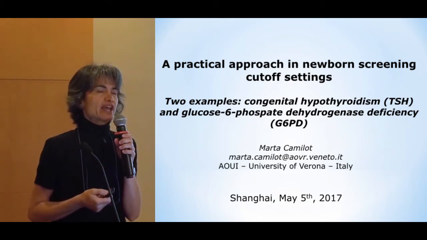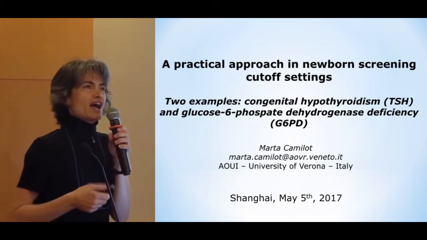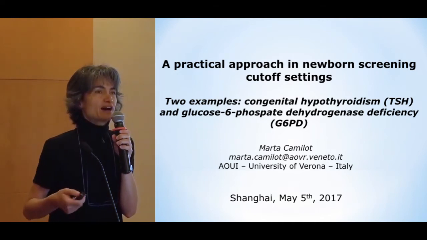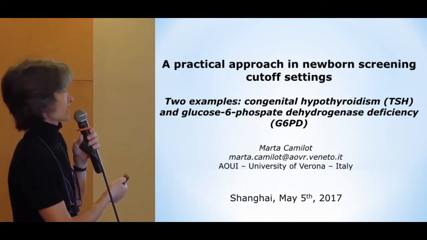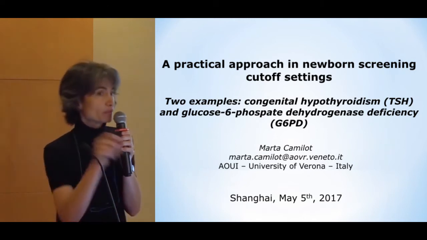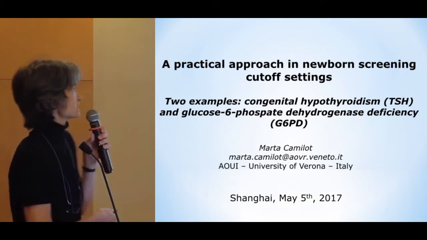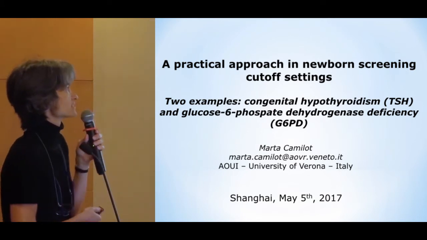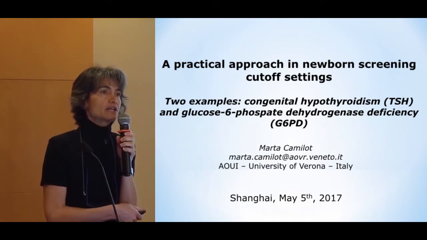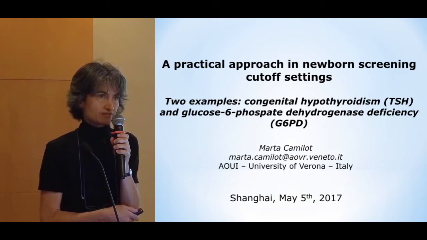I'm here with you today because I want to practice a little bit with you how to set up a cutoff for newborn screening. And they asked me to take a couple of examples, one for congenital hypothyroidism, and the biochemical marker for that is TSH, and the other example is glucose-6-phosphate dehydrogenase deficiency. We run both of them on GSP instrumentation since 2015.